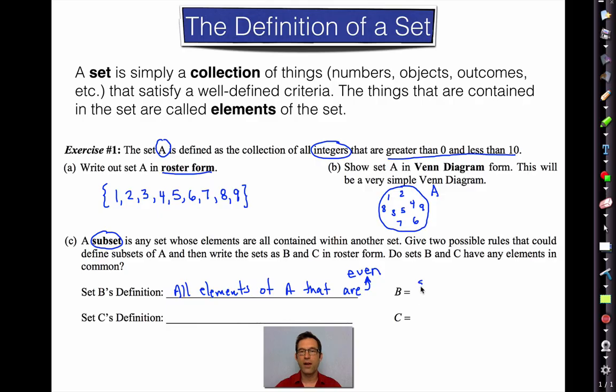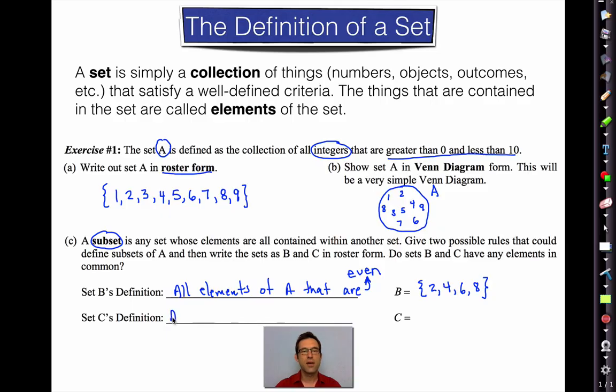That's a well-defined criteria, right? Because 1's not even, but 2 is. 3 is not even, but 4 is, etc. Then B is a subset of A because all the elements of B are in A. Now, of course, I could say set C's definition is all elements that are odd. That'd be fine, but I kind of want to have 2 subsets that overlap, that have elements in common.